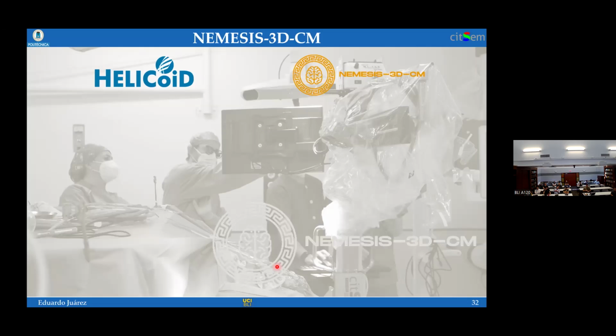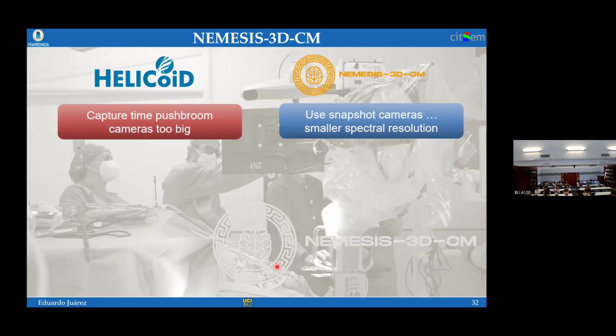So let's recap the lessons we learned in the first part, in HELICoiD. First, there we were using line scan cameras. They are good, they have very nice spectral resolution, 800 bands or more even, but they are slow, we need to move them. And if we need to move them, how are we going to achieve this hyperspectral video? We cannot. So we decided to use snapshot cameras in this case.